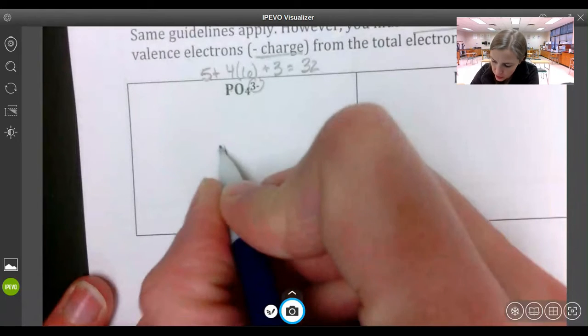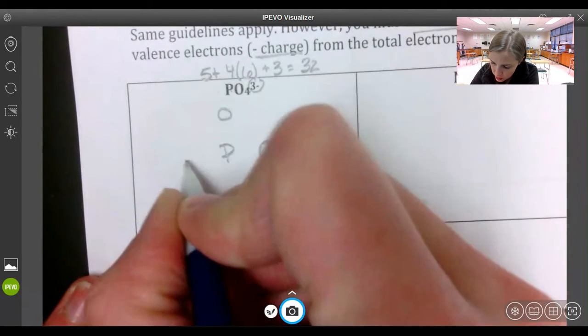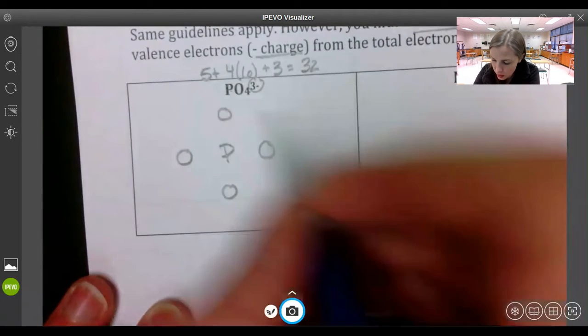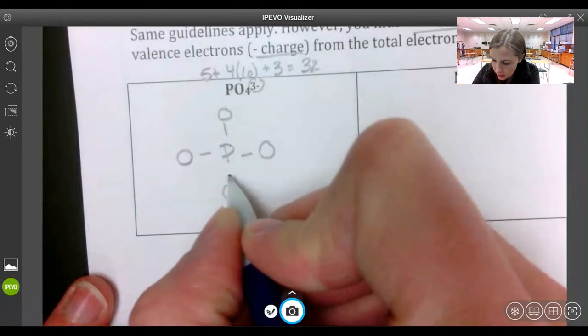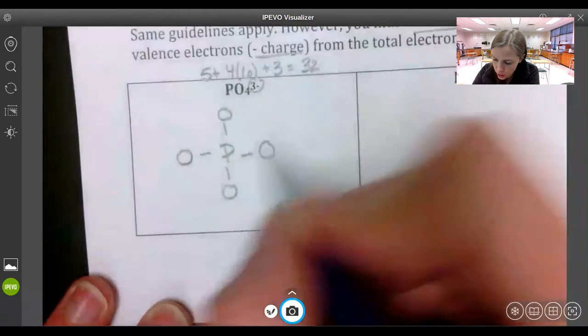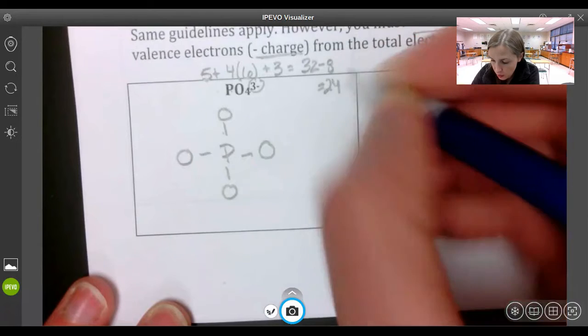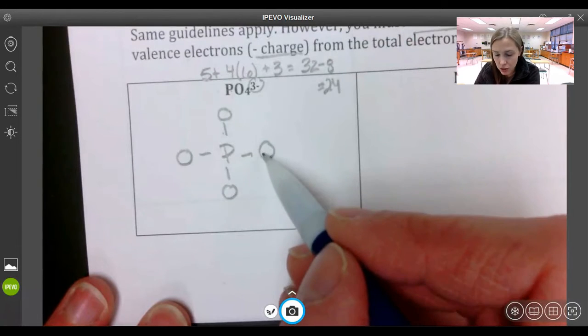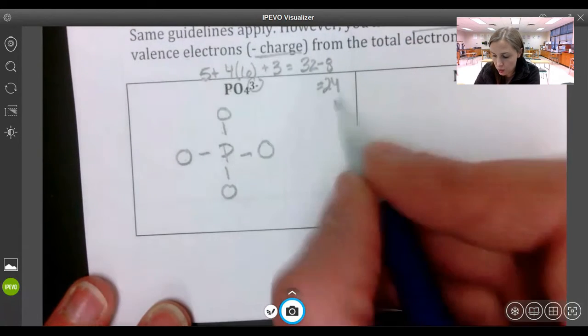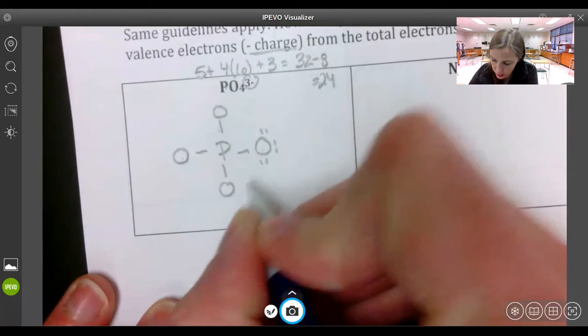Okay, I'm going to start with phosphorus in the center. I'm going to put my oxygens around it. Okay, I'm going to start with single bonds here. So that's 2, 4, 6, 8. So that means I get to 24. And if I look, I need 6 on each oxygen. So this would be 6, 12, 18, 24. So I'm going to go ahead and place these here.